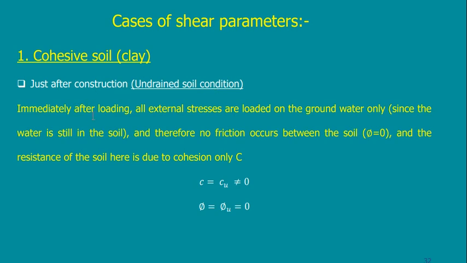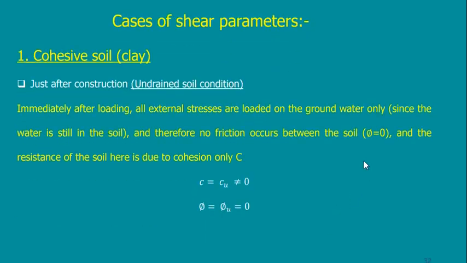This happens in reality immediately after loading. All external stresses are loaded on the groundwater only, because just when I put the load, the water is still there and it will carry everything. My sample wants to be compressed to take the load, but it cannot be compressed because of the water. So what will carry the load is the water only. This is what we call an undrained condition. Since water is still in the soil, no friction occurs between the soil. How will friction happen between soil particles if I have water all around the sample? So there is no friction.